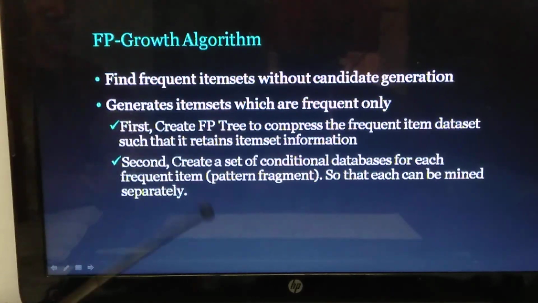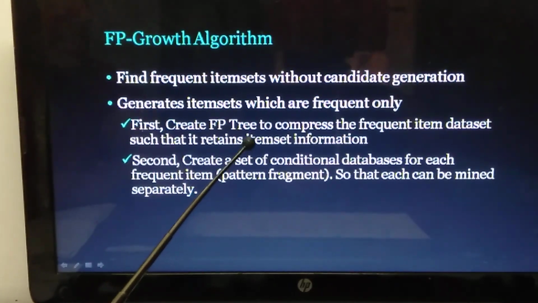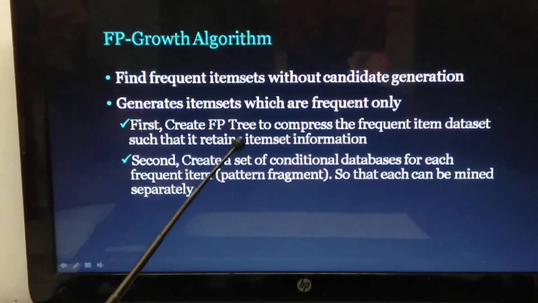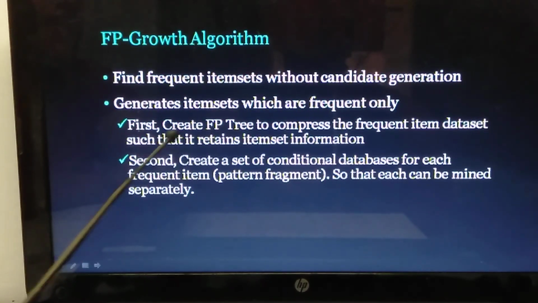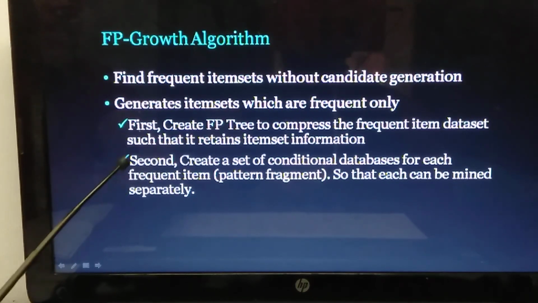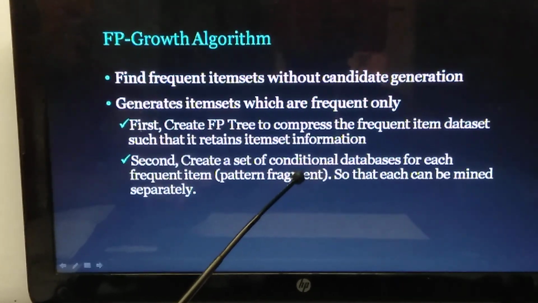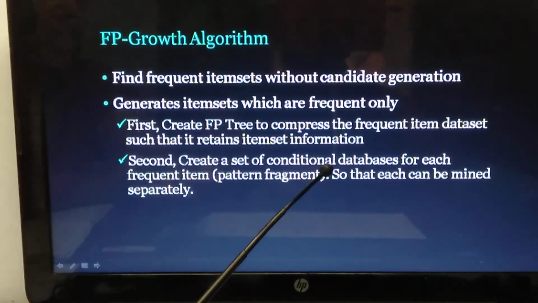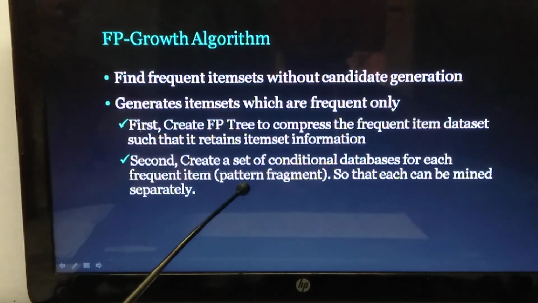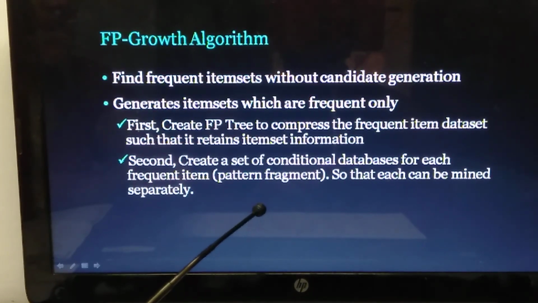Now, the steps are two. First step, the FP tree, frequent pattern tree, is created, and this tree will have all the information in the database. Second, from this FP tree, first a conditional pattern base will be created. Then from that conditional pattern base, the frequent items or patterns will be created. And that will be our frequent item set.